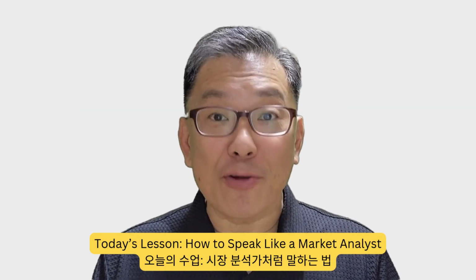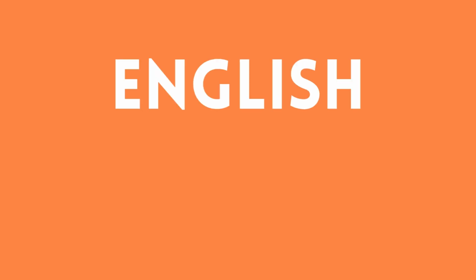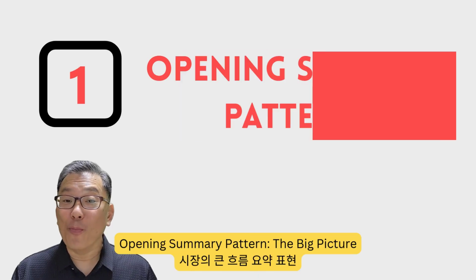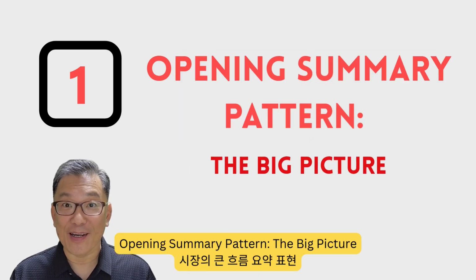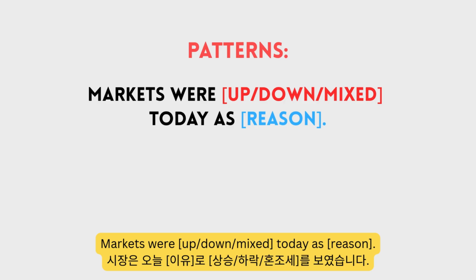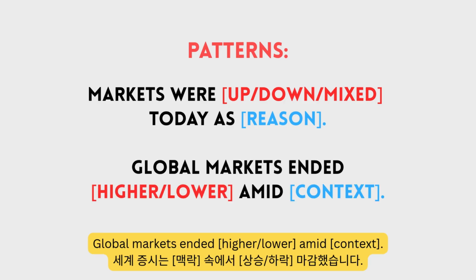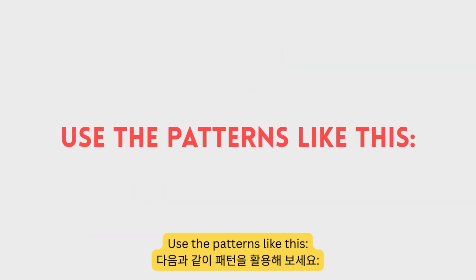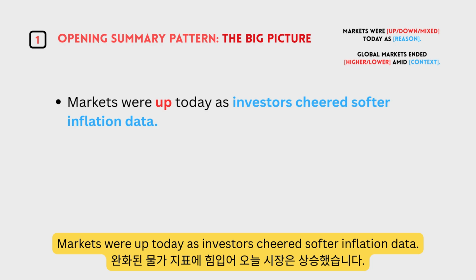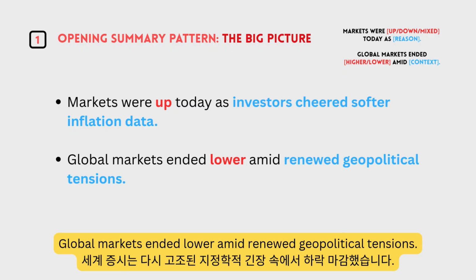Today's lesson: how to speak like a market analyst. 1. Opening summary pattern, the big picture. Patterns: Markets were up, down, mixed today as reason. Global markets ended higher, lower, amid context. Use the patterns like this. Markets were up today as investors cheered softer inflation data. Global markets ended lower amid renewed geopolitical tensions.